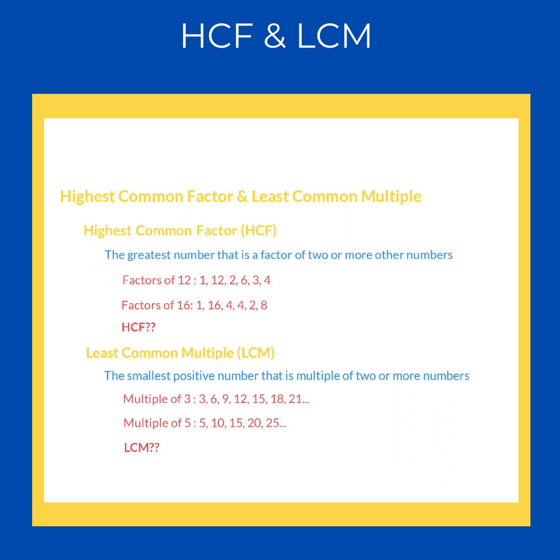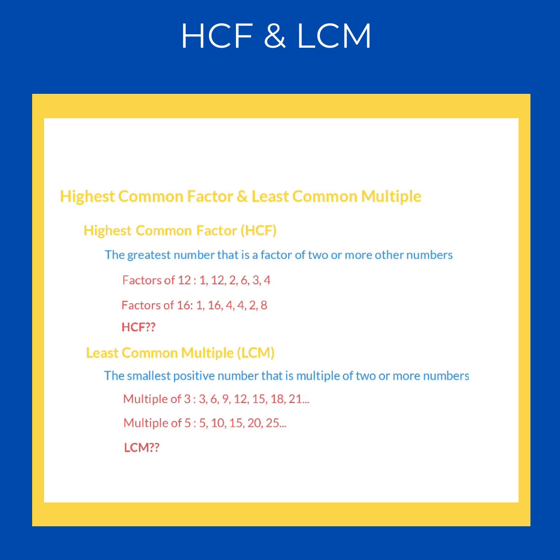The highest common factor and least common multiple. So the highest common factor, or HCF, is the greatest number that is a factor of two or more other numbers. So for example, if I want to find the HCF of 12 and 16, what we need to do is find the factors of 12 and then the factors of 16 and pick the greatest common number.